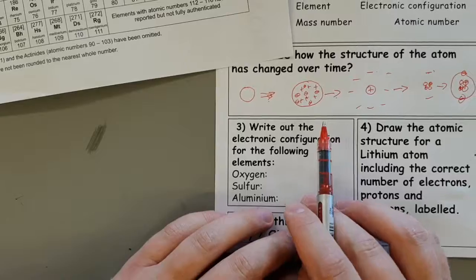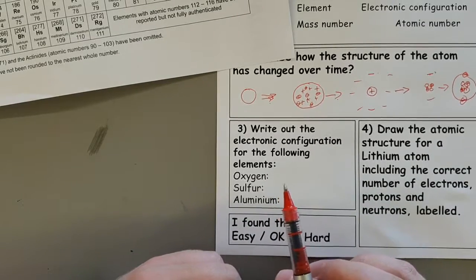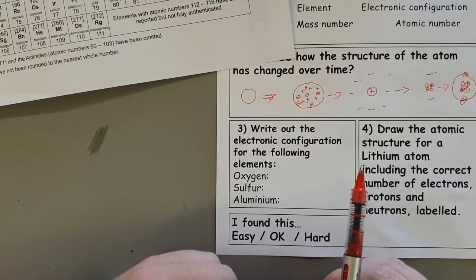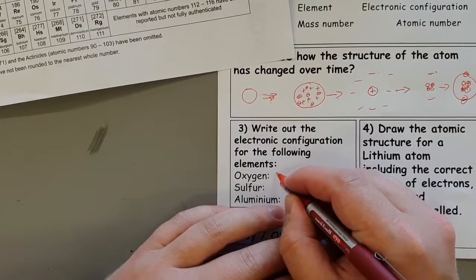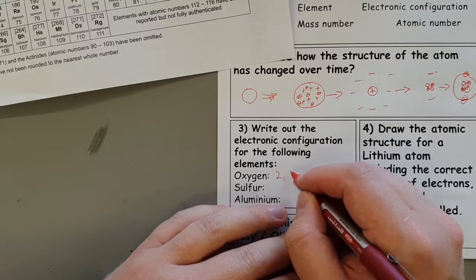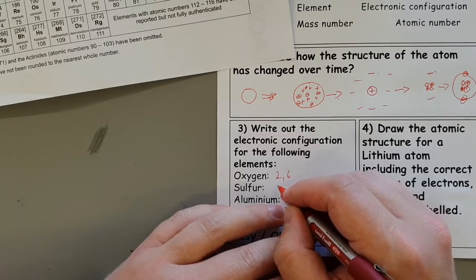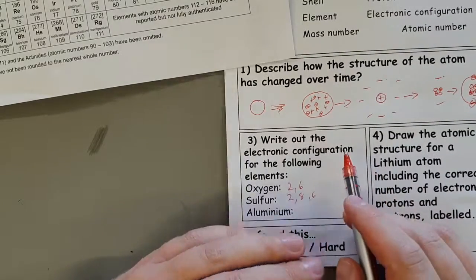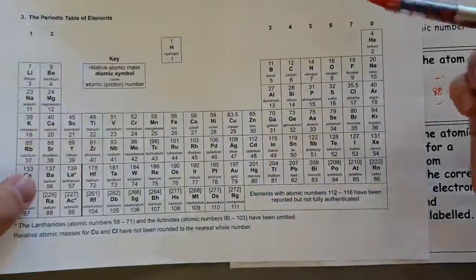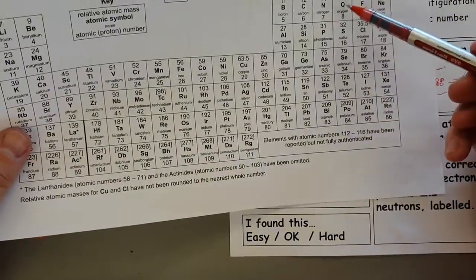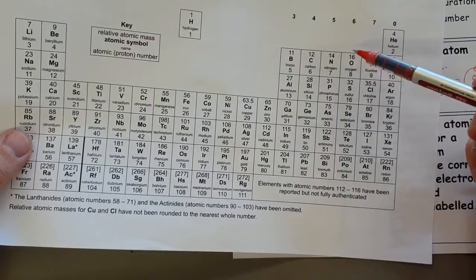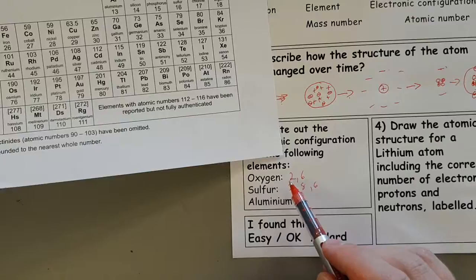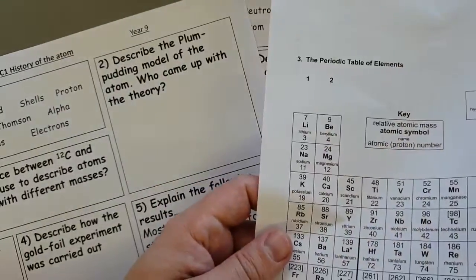All right, number 3. Write out the electron configuration for the following elements. Oxygen is 2, 6. Sulfur is 2, 8, 6. So, what I do is I look at what period it is in. So oxygen is in the second period. It's in the second row, so it's going to have 2 numbers. Okay. First number is always 2 unless you have hydrogen.